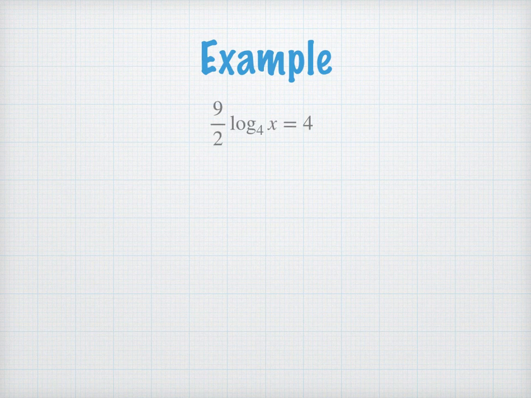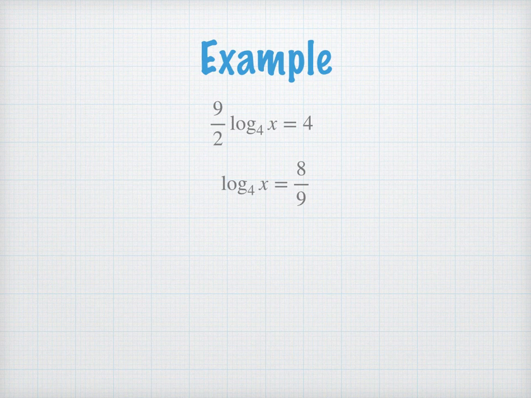Our next example, we see 9 over 2 times log base 4 of x equals 4. We always start by trying to get our logarithm by itself. So let's multiply both sides by 2 over 9. Multiplying by 2 over 9 will cancel with that 9 over 2. So that means we have log base 4 of x equaling 8 over 9.